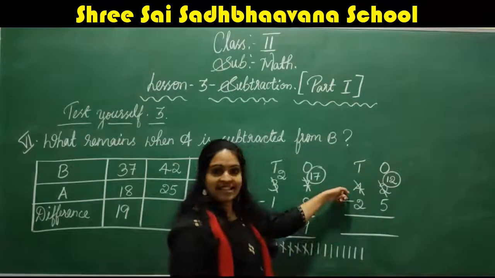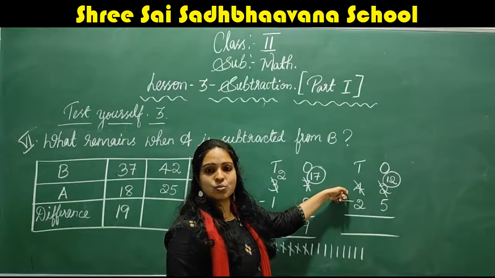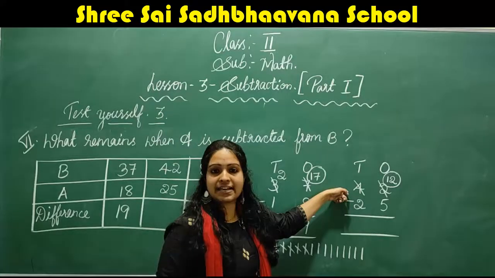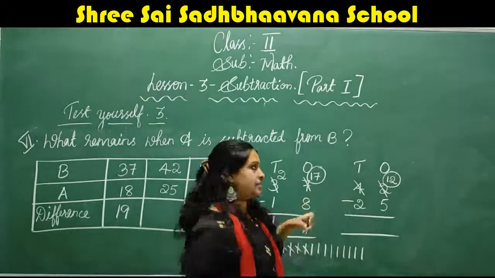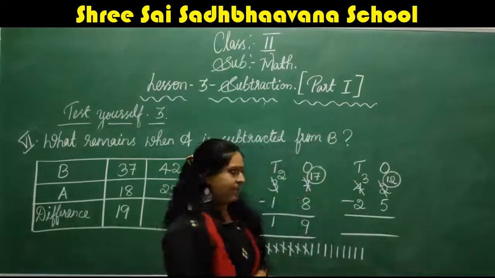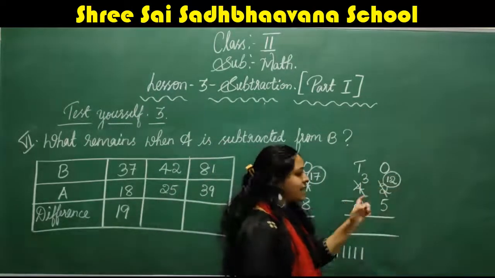12, and how much is here now? 4 minus 1. 1 we have taken. From 4 tens we have taken 1 ten. So how many tens are left now? 3 tens. Here it is 3. Now 12 minus 5.